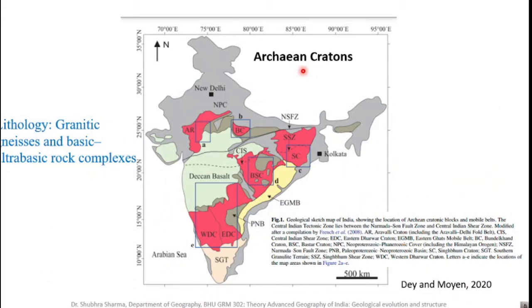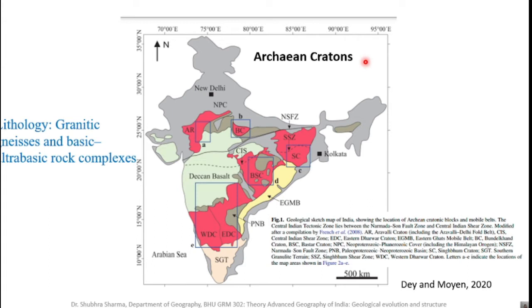Okay, so let's discuss a little bit about the Archean Cratons, which also represent the oldest rocks in the Indian Peninsular region. This term Archean means the age ranges from about 4 to 2.5 billion years. Now, these rocks are oldest, of course, so that is one important piece of information about the Cratons.